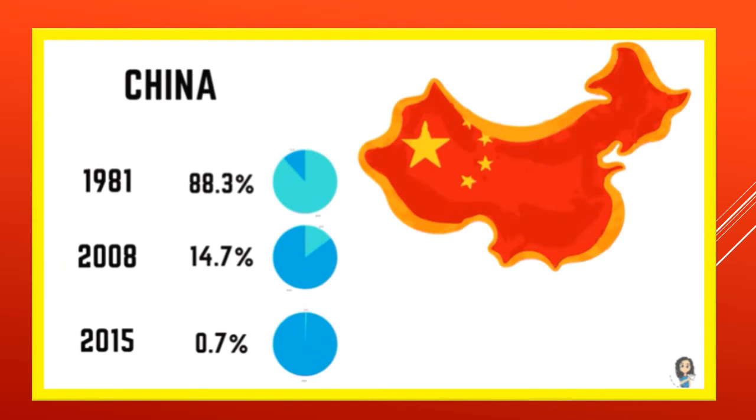But most importantly, let us look at China. We can see there has been a drastic reduction and decline in the poverty level. Just see, by 1981 it was 88.3%. By 2008 it reduced further to 14.7%, and in 2015 it is only 0.7%. Wow, that's something remarkable they have achieved, and we must learn something from them.